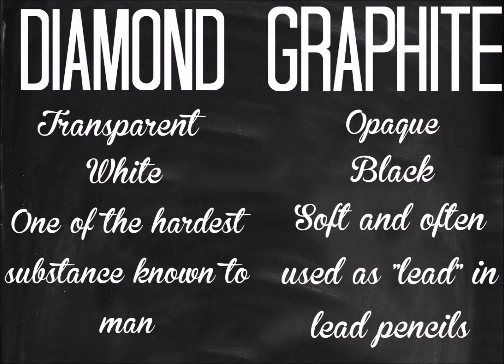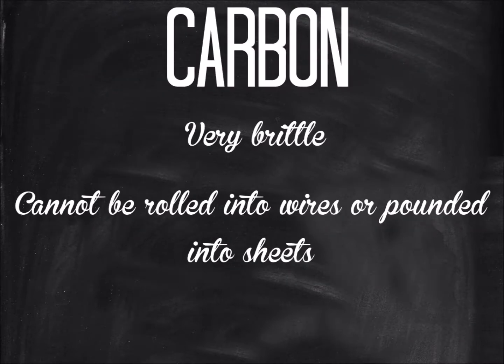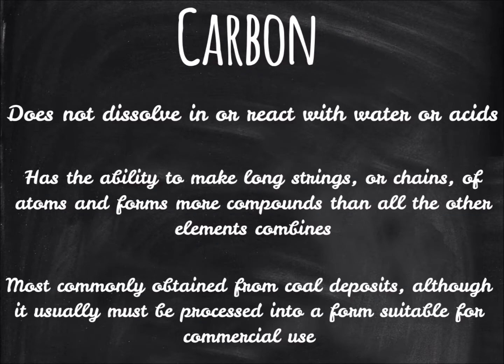Diamond is highly transparent while graphite is opaque and black. Diamond is one of the hardest substances known to man, and graphite is soft and often used as the lead in lead pencils. Carbon is very brittle and cannot be rolled into wires or pounded into sheets. Carbon does not dissolve in or react with water or acids. Carbon also has the ability to make long strings or chains of atoms and forms more compounds than all other elements combined.